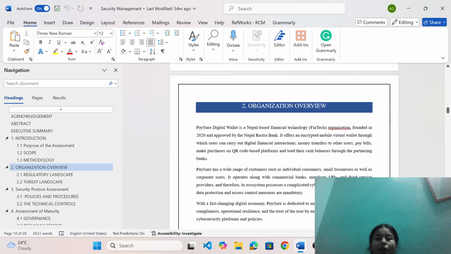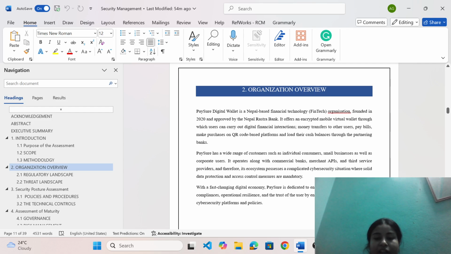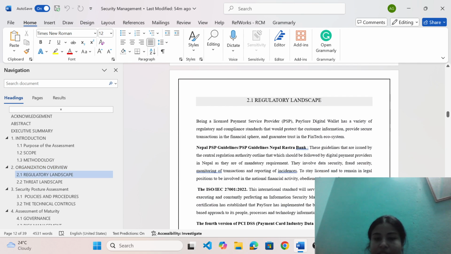So now, what is the organization overview? What is the PAYSURE digital organization? PAYSURE digital organization is a Nepal-based financial technology fintech organization founded in 2020 and approved by the Nepal Rastra Bank. It offers an encrypted mobile virtual wallet through which users can carry out digital financial interactions, transfer money to others, pay bills, make purchases, use a QR-based platform, and load their cash through partnering banks. This is all about the organization overview. You can also see it here in the text.